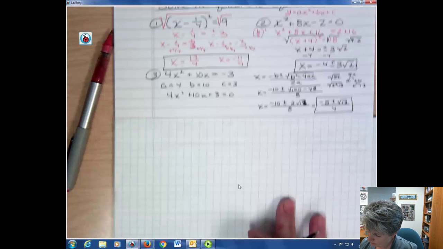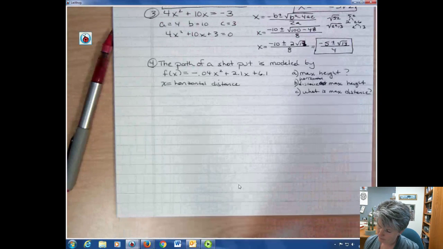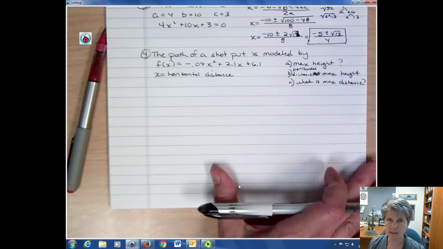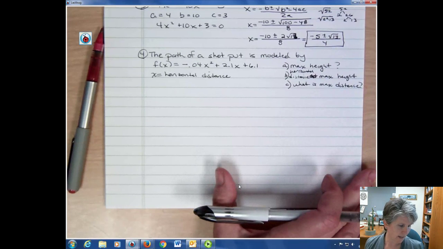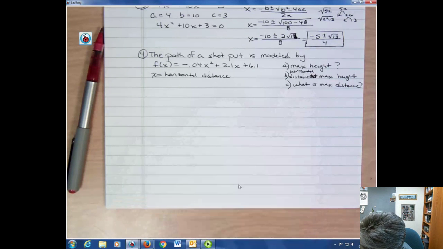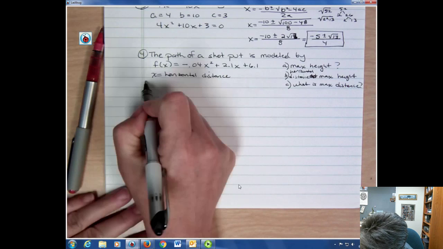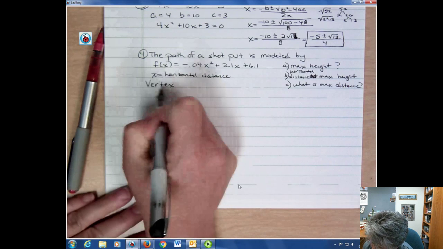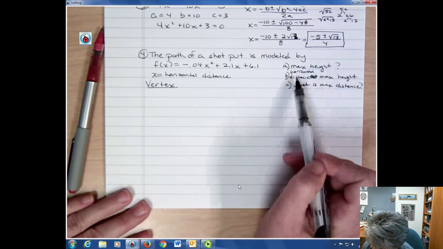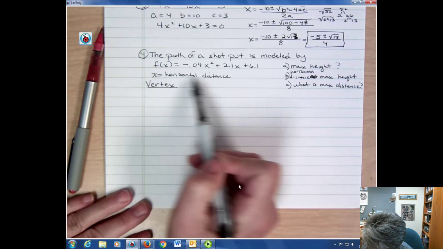Okay, the next one is looking at a problem where you have to figure out the max height of something, and that's a vertex problem. And so to find the vertex of something, this one says the path of a shot put is modeled by this equation. What's the max height? It says that x equals the horizontal distance. What does that look like?